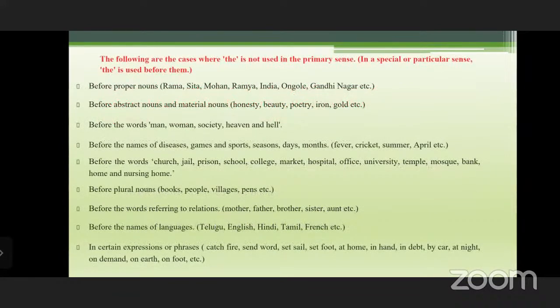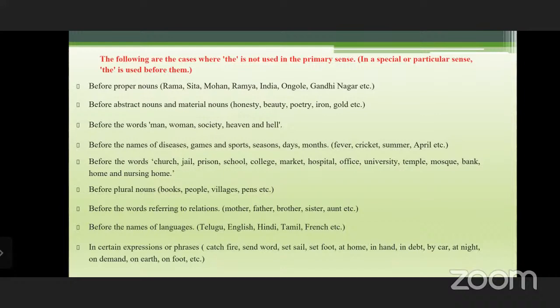And see the second one, the following are the cases where the is not used in primary sense. In a special or particular sense, the is used before them. So if you see one by one, before proper nouns. If proper nouns are used in a general sense, means in a primary sense, we should not use any article. But if they are used in a special sense or a particular sense, the is used before them. So what are the proper nouns, children? Names like Rama, Sita, Mohan, Ramya, India, Ongole, Gandhinagar, etc. So before the proper nouns, if they are used in a general sense, we should not use the article the. But if they are used in a secondary sense or in a particular sense, we have to go for the definite article, that is the. And see the next one, before abstract nouns and material nouns.